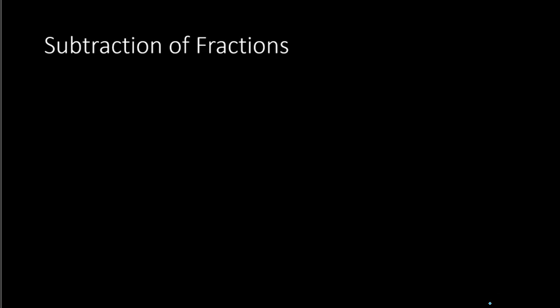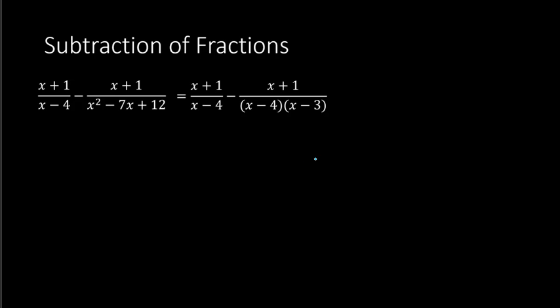Now let's try an example with subtraction. So here we have x plus 1 over x minus 4 minus x plus 1 over x squared minus 7x plus 12. So to begin, we need to find a common denominator, and to do that we need to begin by factoring. So the x squared minus 7x plus 12, that can factor, and that would give you x minus 4 times x minus 3. And we see that typed up right here.